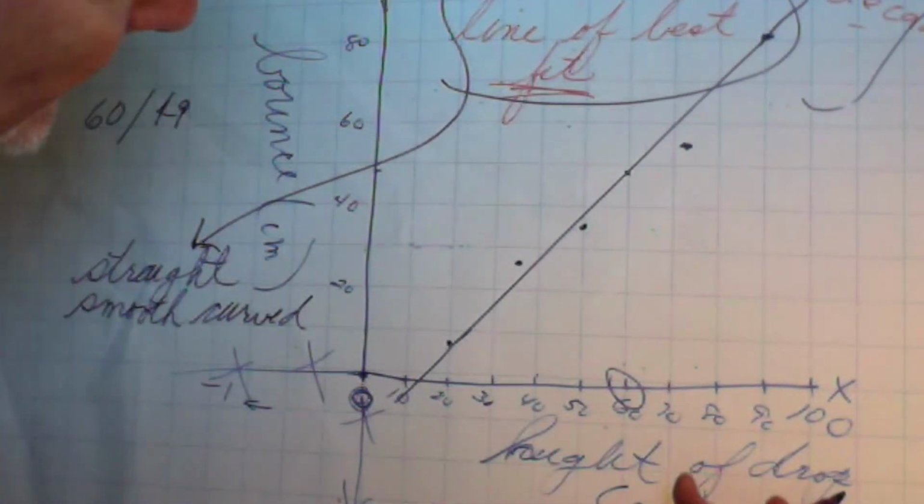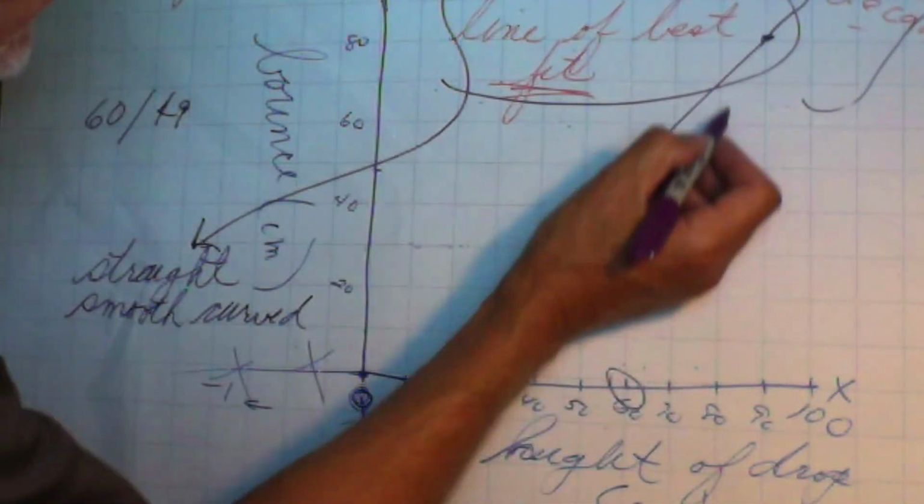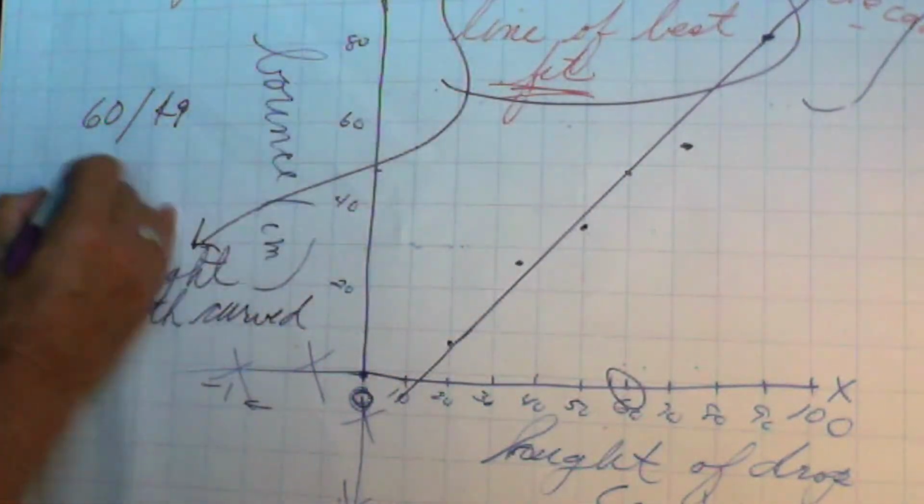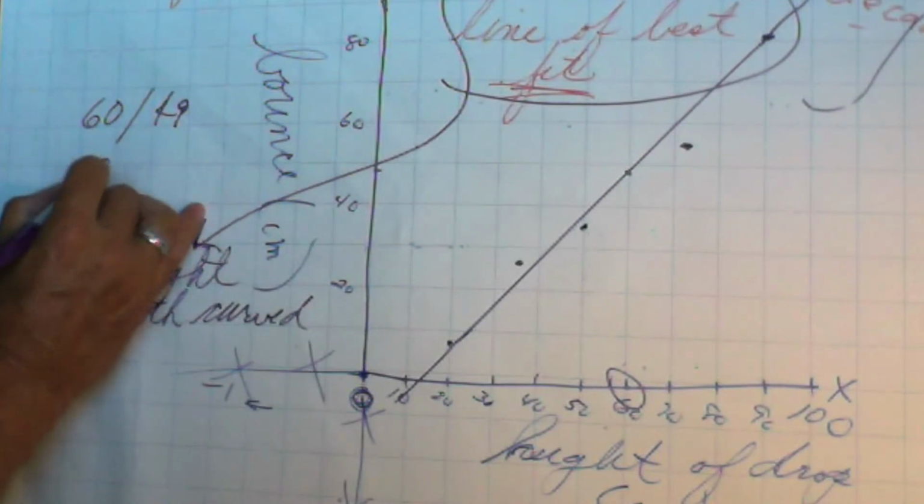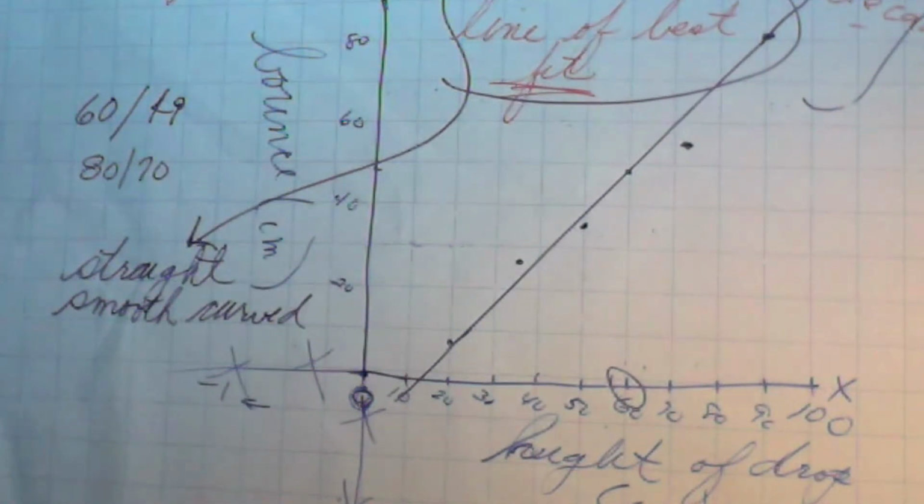Do the same thing, say it's 80. I would go up until I hit the line, I'd come across, and it's about 70, okay? Just so you know, this is not actual data. I made this stuff up. But you can see how you can predict using a line of best fit.